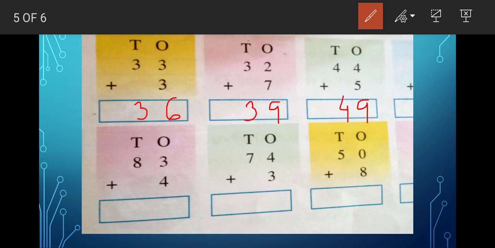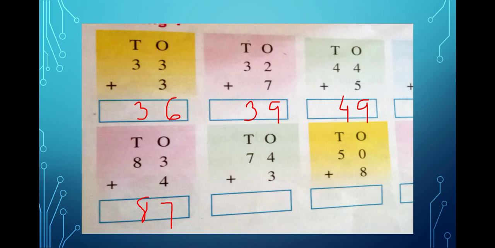Okay, now here 4 plus 3, 4 plus 3 is how much? Again 7, and 8 will come down. Okay, here you need to understand once more. I am saying here 8 means 8 tens. Okay, 83 means 8 tens and 3 ones, and this is only 4 ones. Okay, here 74 means 7 tens and 4 ones plus 3 ones. Okay, so here it is 5 tens and 0 ones plus 8 ones. Okay, so how much you are getting the answer?